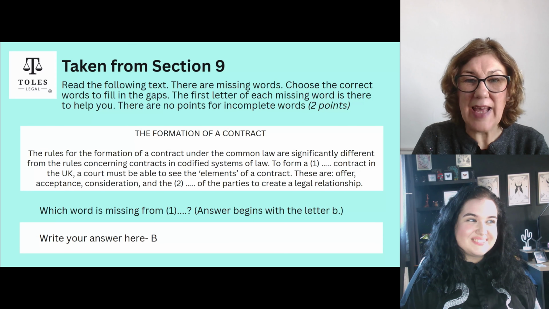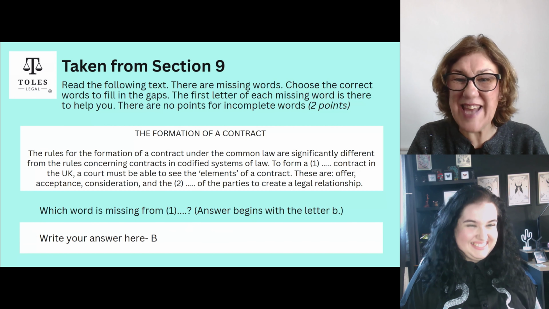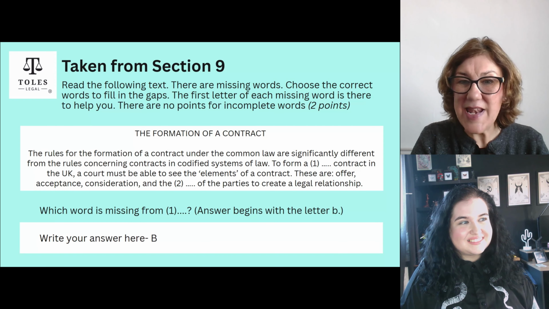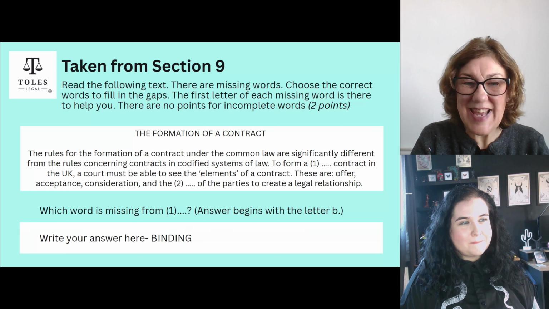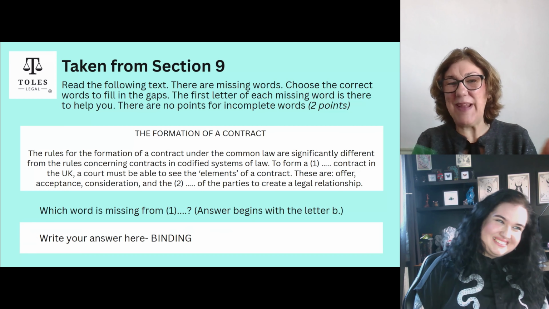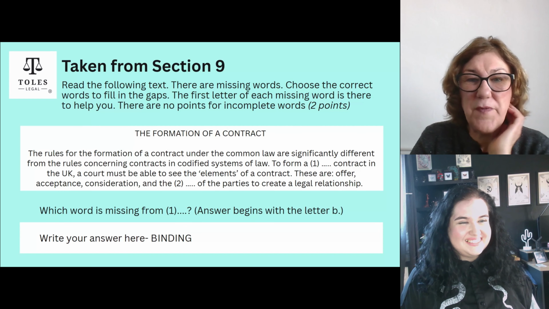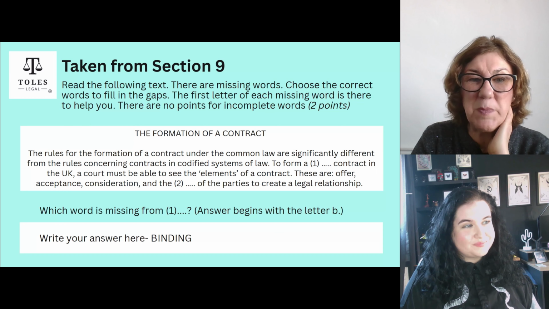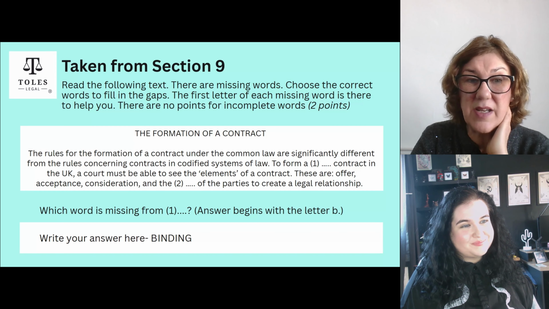Second letter is I. I can't do this for you in the real test. B-I, B-I-N. And the answer is binding. I was spelling it out. To form a binding contract in the UK, a court must be able to see the elements of a contract.